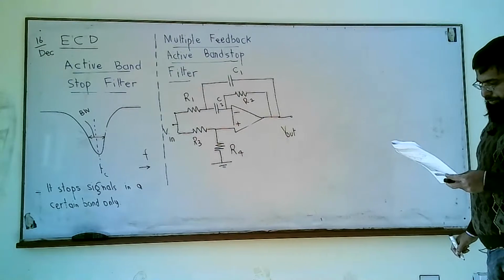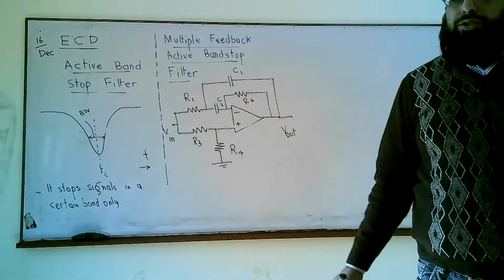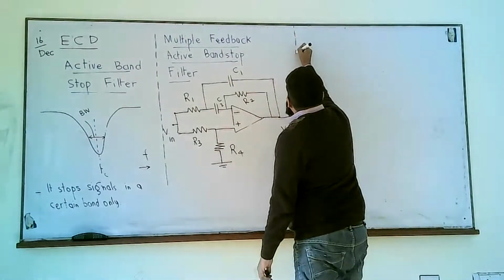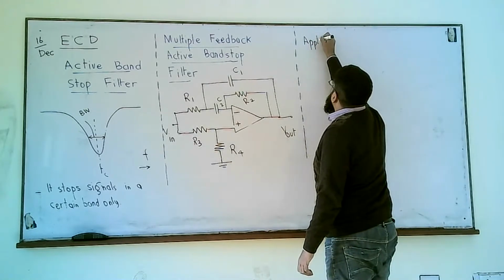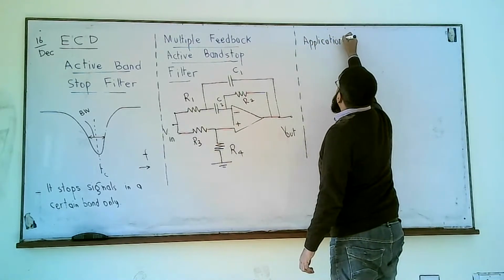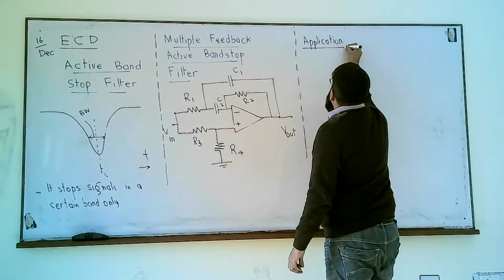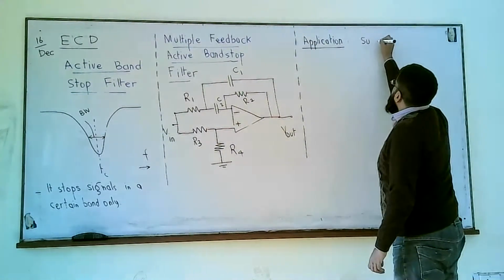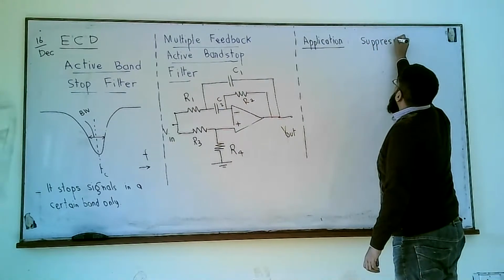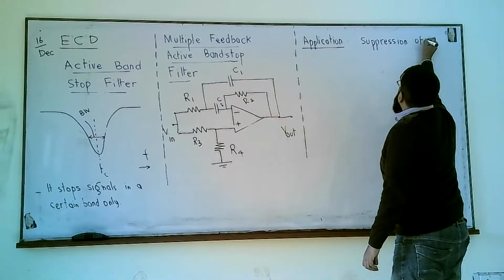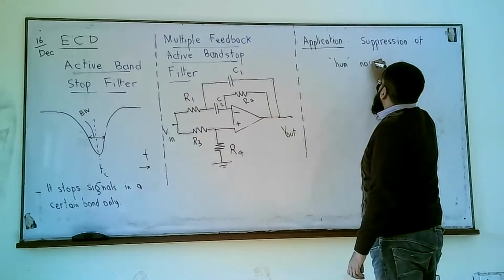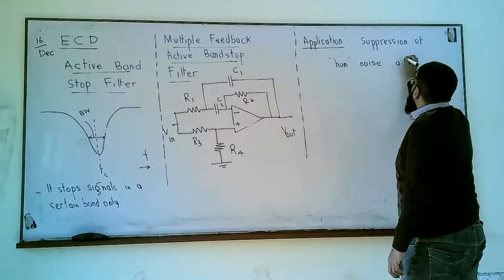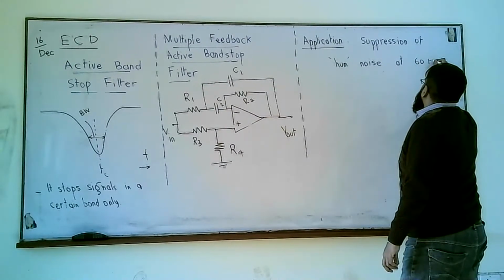What should be the application of a band stop filter? Perhaps the most common application is suppression of hum noise. Where do we get this noise? We get this noise at 60 hertz and 120 hertz.